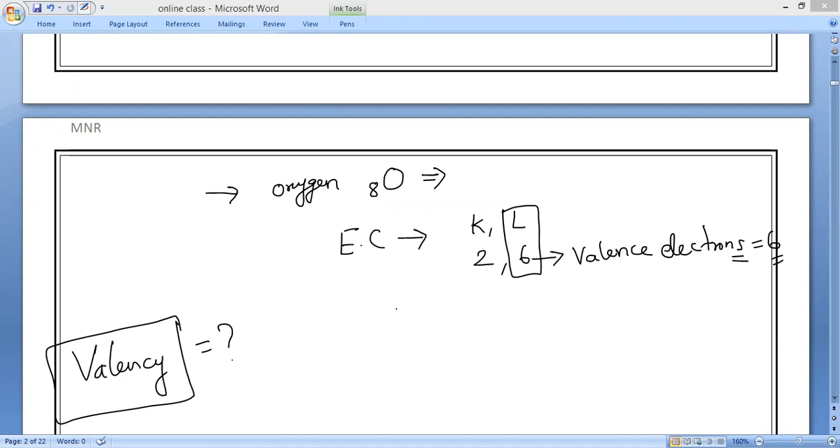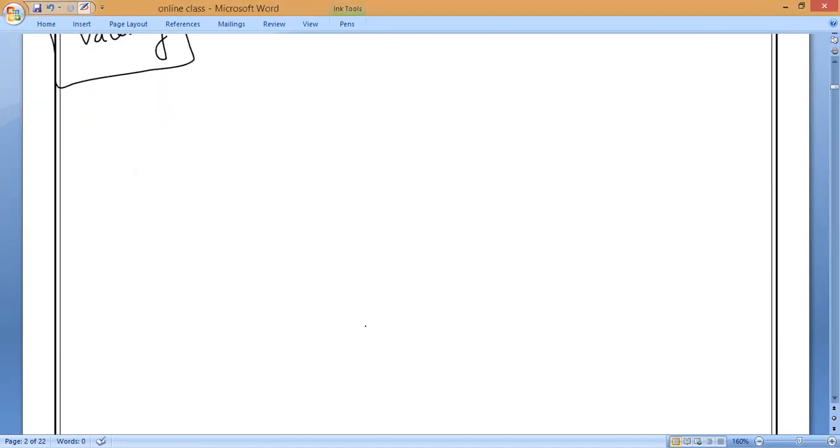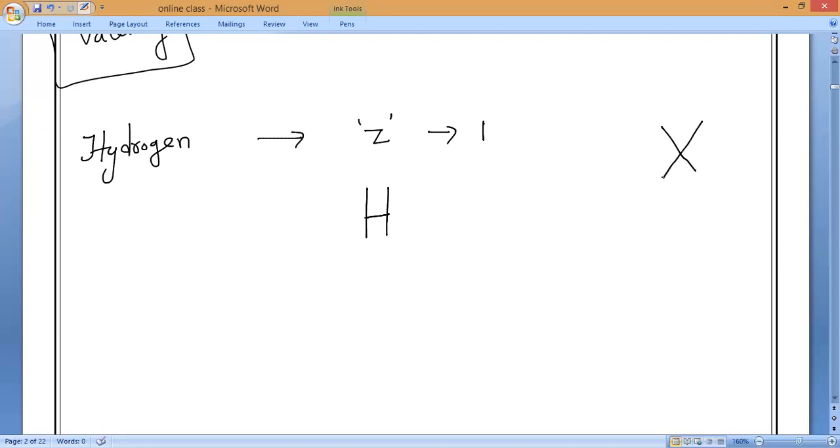So first element. What is the first element, everybody? Fastly. What is the first element? Hydrogen. So we all know hydrogen atomic number. What is the hydrogen atomic number? First atomic number, tell me. Atomic number symbol Z. Understand? So Z is equal to 1. So that represents the hydrogen atom. Everyone, how to represent the hydrogen atom? You remember that? Representing the atom.